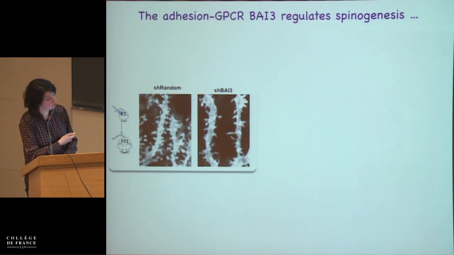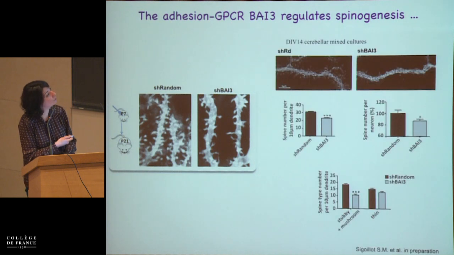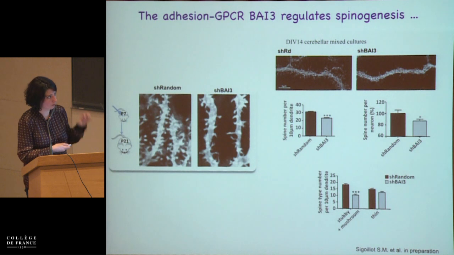But because quantification of these spines is difficult in vivo, we turned to cerebellar mixed cultures, where we could analyze the dendrites and spines on Purkinje cells, after staining with calbindin, after knocking down BAI3 or in control situations. As you can see, knocking down BAI3 significantly reduces the density, but also the total number, of spines in Purkinje cells. And this effect is principally affecting the mature spines. So the adhesion GPCR BAI3 regulates spinogenesis.